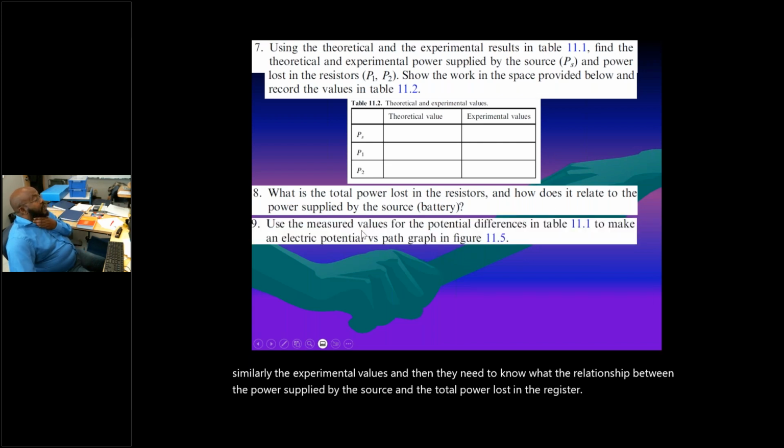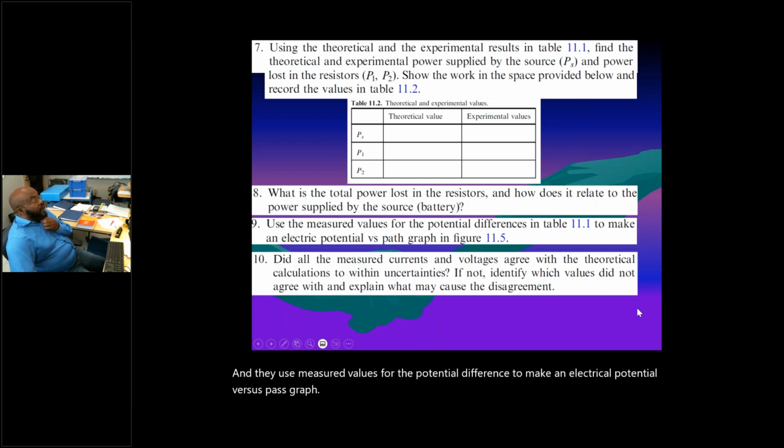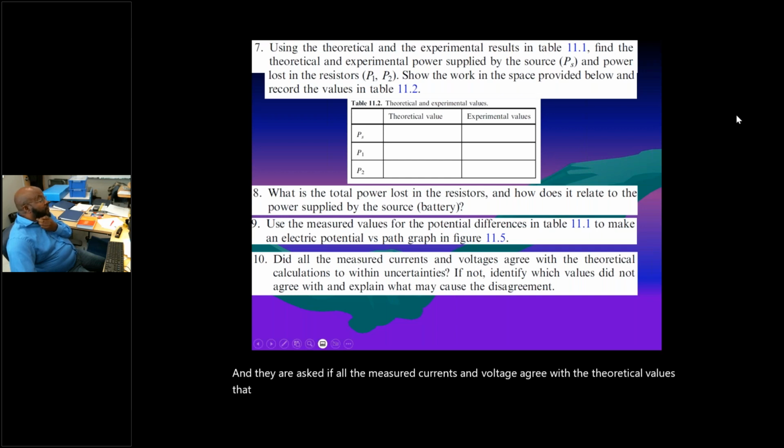And they use measured values for the potential difference to make an electrical potential versus path graph. And they are asked if all the measured currents and voltages agree with the theoretical values that they predicted. If not, they need to identify which values didn't agree, and they need to explain what causes the disagreement.